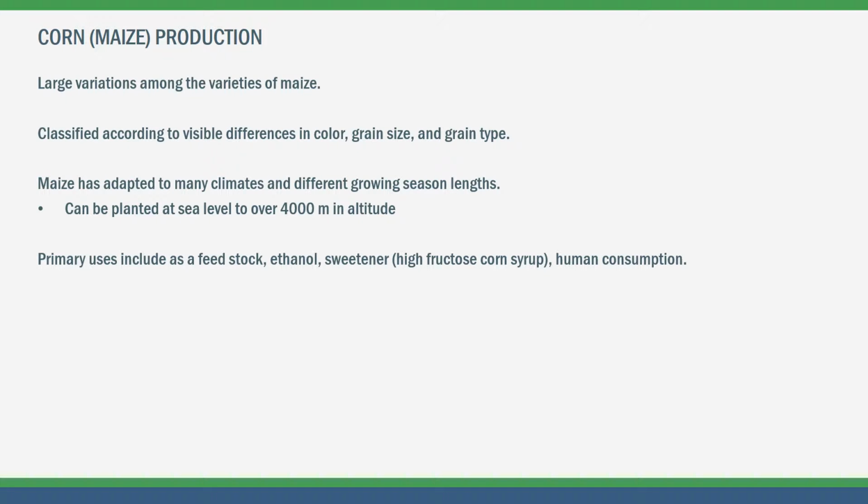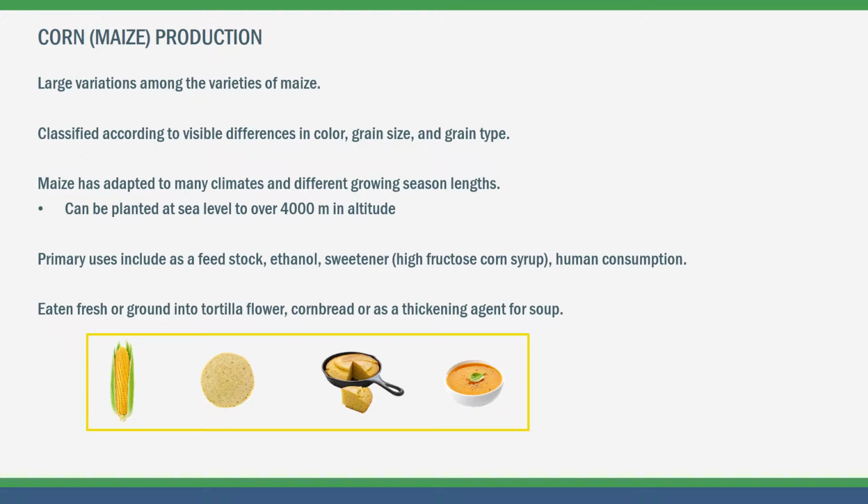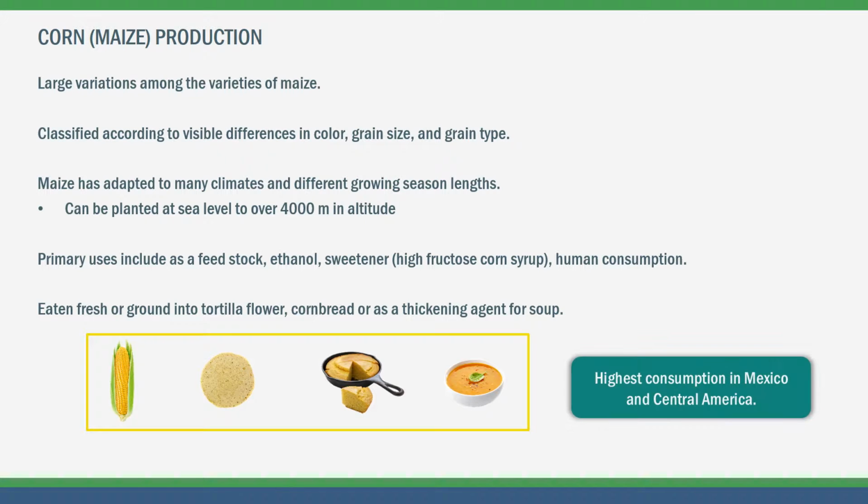Primary uses of maize include as a feedstock, as a biofuel or ethanol, as a sweetener, namely high fructose corn syrup, for corn starches and corn oils, as ingredients used in food processing, and for human consumption. It can be eaten fresh or ground into tortilla flour. It can be made into cornbreads or prepared as a thickening agent for soups. Maize has the highest consumption rates in Mexico and Central America, where it can provide as much as 70% of all caloric intake and up to 84% of the region's protein.